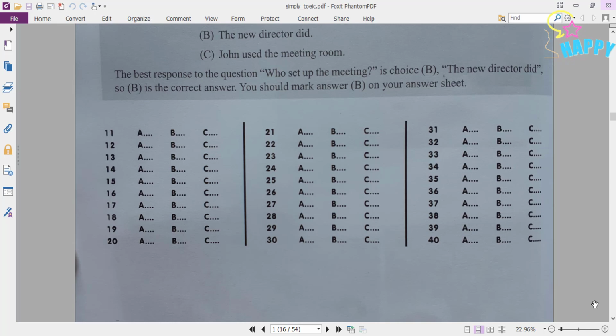Number 19. I think I'll take a chance with it. A. Well, good luck. B. It's unlikely. C. It's a good opportunity.